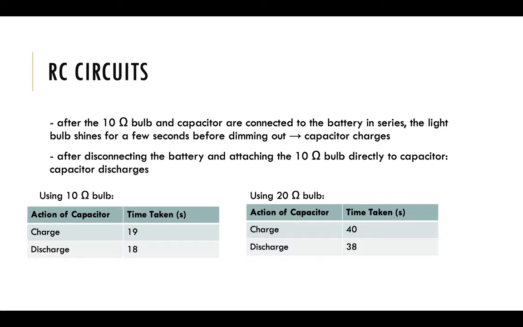After disconnecting the battery and attaching the 10 ohm bulb directly to the capacitor, it discharges. Using a 10 ohm bulb, charging took approximately 19 seconds, and discharging took approximately 18 seconds, give or take a fraction of a second. Using the 20 ohm bulb, it took approximately 40 seconds to charge and approximately 38 seconds to discharge.